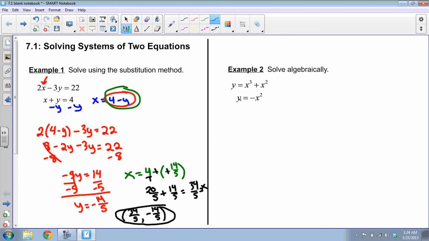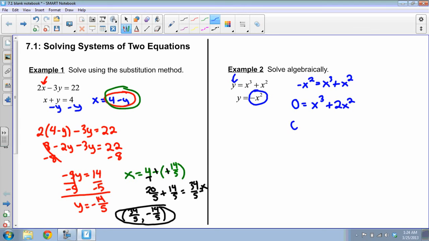Because these are both y equals, we can say, if this is what y equals in this one, I can put that where the y is in the other, and that gives me negative x squared equals x cubed plus x squared. To solve this for x, I get everything to one side. So I'm going to add an x squared over, which gives me x cubed plus 2x squared.